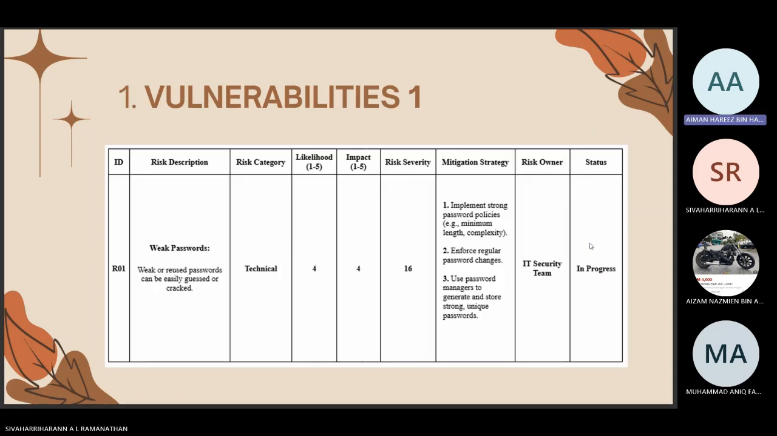The first risk identified is related to weak passwords which are easily guessed or cracked. This technical risk has a likelihood of 4 and an impact of 4, resulting in a severity score of 16. To mitigate this risk, it is recommended to implement strong password policies, enforce regular password changes, and use password managers to generate and store strong, unique passwords.